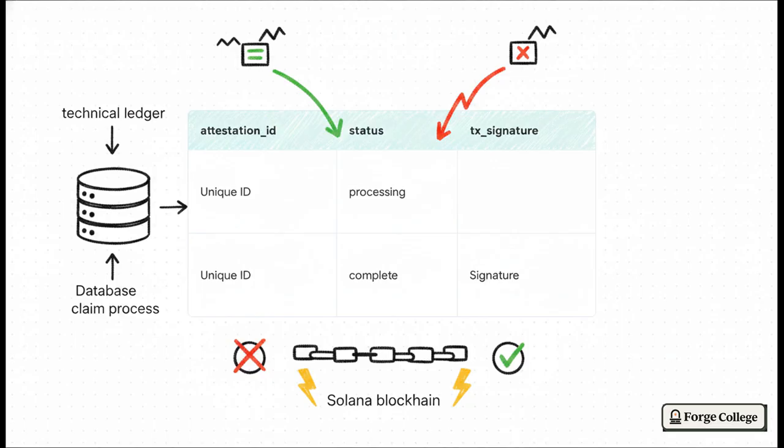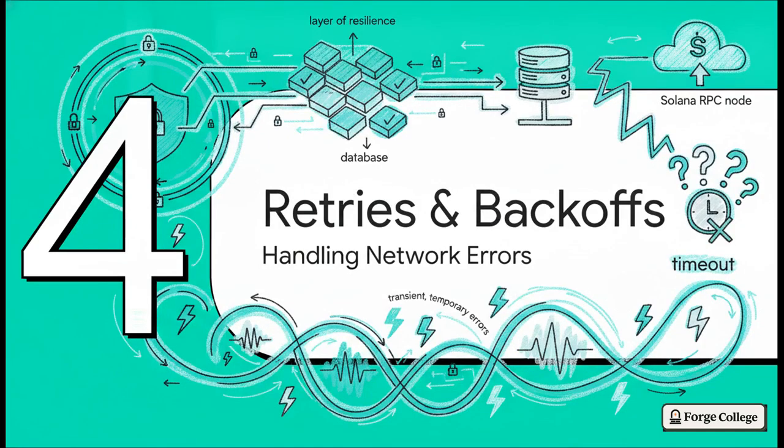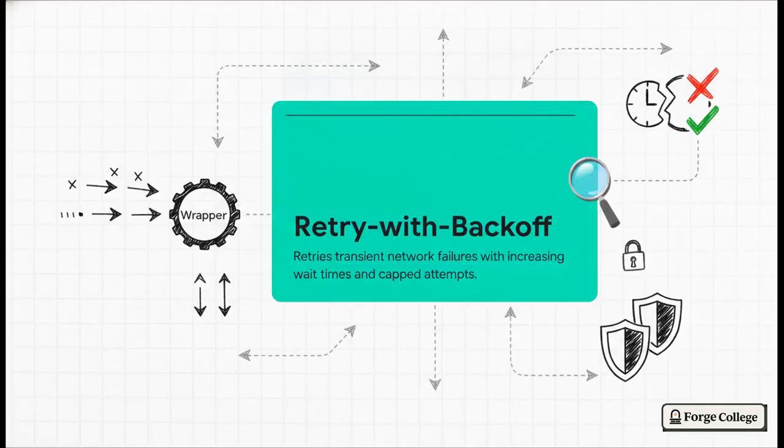This simple schema is the exact mechanism that prevents a catastrophic double mint on the Solana blockchain. Section 4. Smart retries and backoffs. Okay, so once we've safely claimed the attestation in our database, meaning no duplicates allowed, what happens if our external call to the Solana RPC node times out right after?